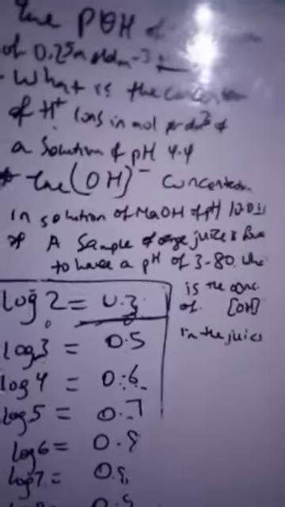The OH minus concentration in solution of NaOH of pH 10.0 is, so they gave you pH 10. This is just very simple. You know that this is NaOH, but it's still simple. So get your pOH. pOH is equal to 14 minus 10. That's 4.0. So the next said, what's the OH minus concentration?